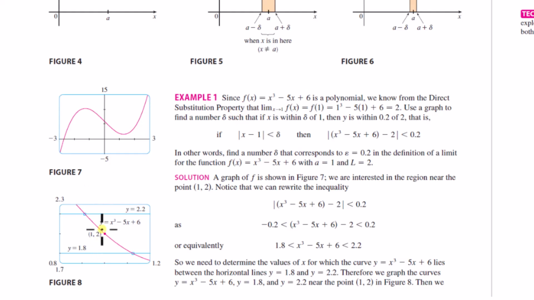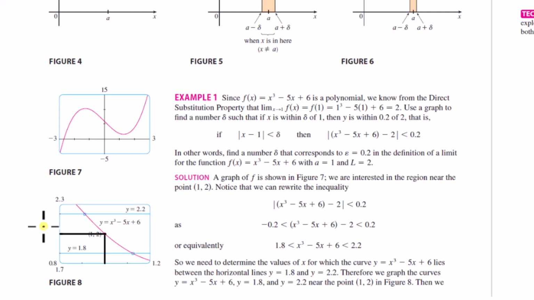Now, so around x equals 1, the question is, what is the symmetric distance above and below x equal to 1 that corresponds to the function output differing from L equal to 2 by no more than 0.2 on either side?